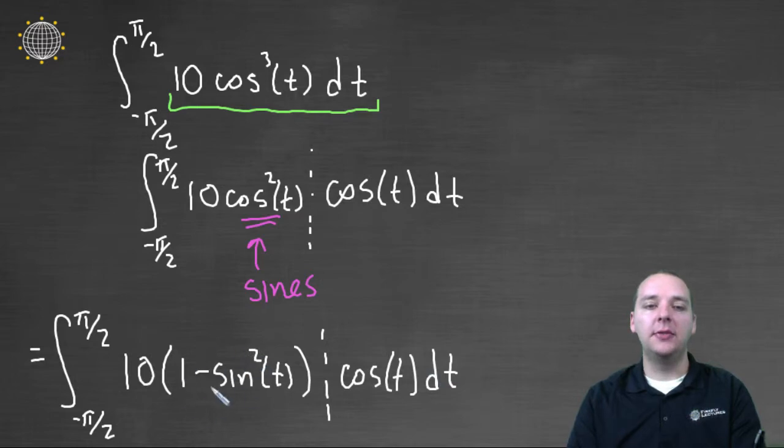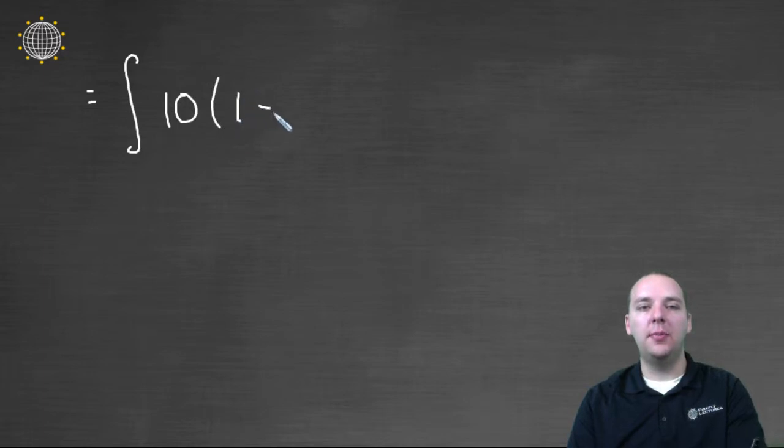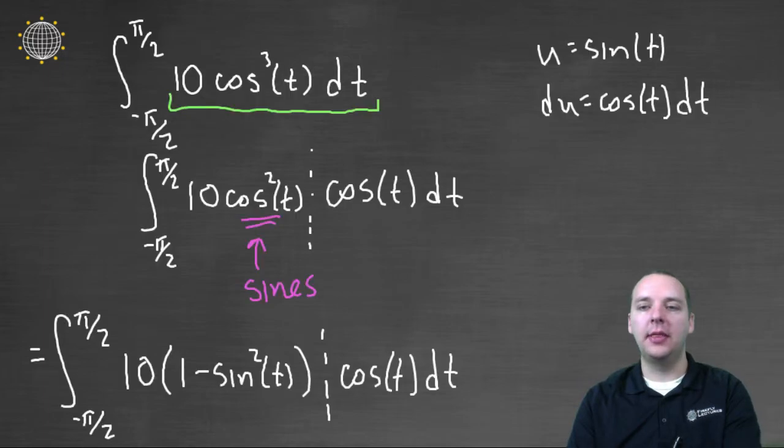So I have a function of sine with the derivative of the sine at the end. So we have a function of u with a du at the end. Just to be clear, my choice of u is going to be sine t, and my du is going to be cosine t dt. All right, so let's write those details down. Let's copy this on the next page. We have the integral of 10 times the quantity 1 minus u squared with a du at the end. And see where we got that from. We had 1 minus u squared, and then the end makes a du basically.